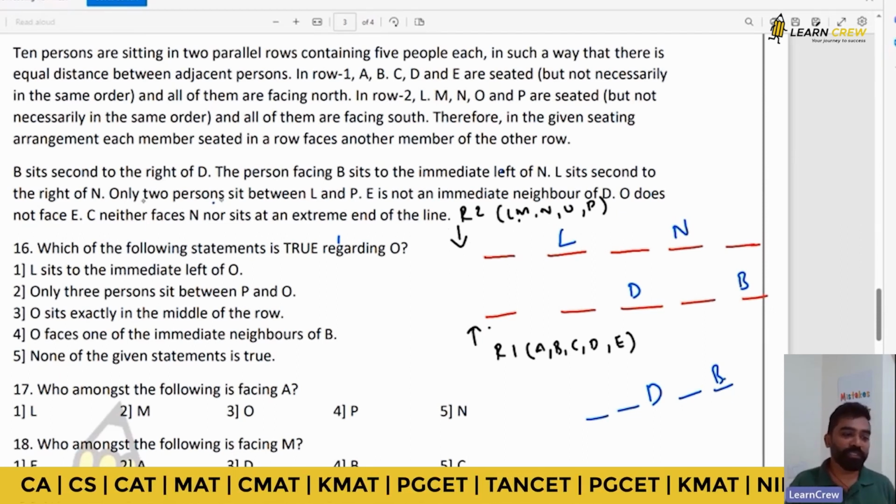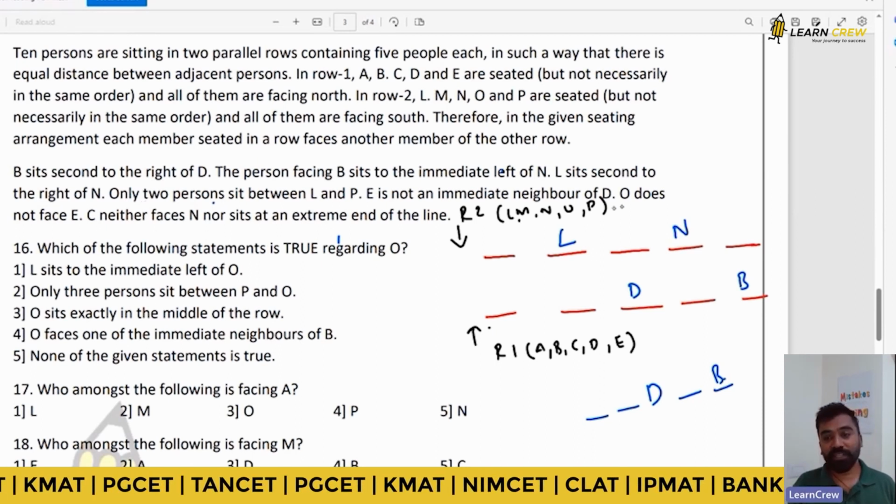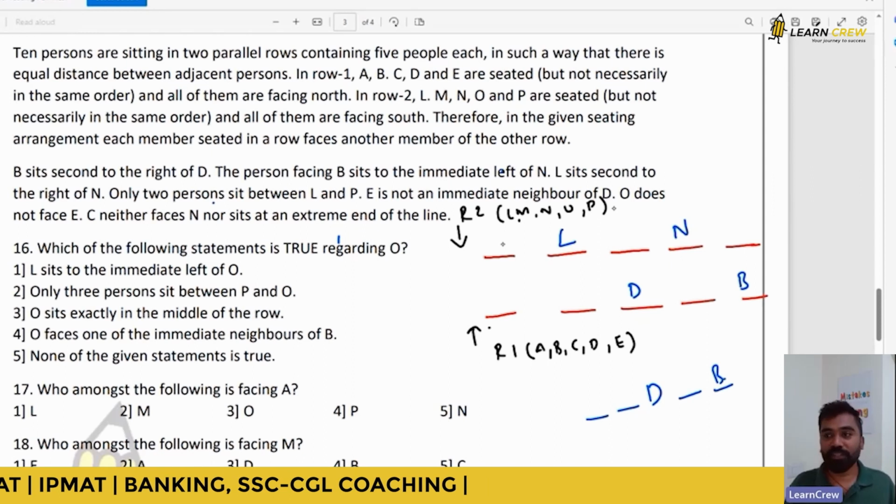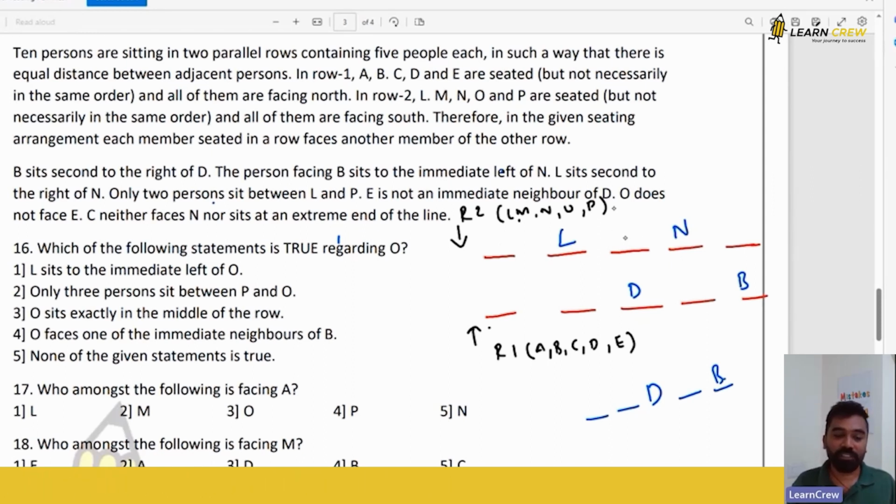Next, only 2 persons sit between L and P. Between L and P, there are only 2 persons. So obviously P cannot be this side. There are no 2 persons possible. So between L and P, there are 2 persons sitting. So this is first person, second person. So obviously P should be here.